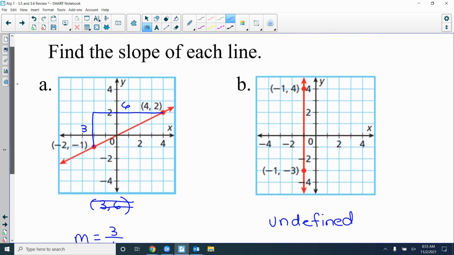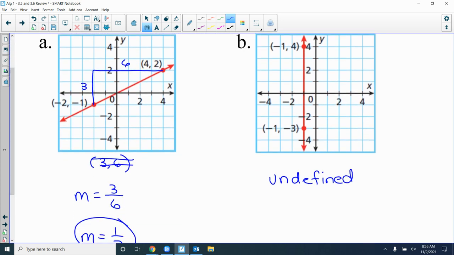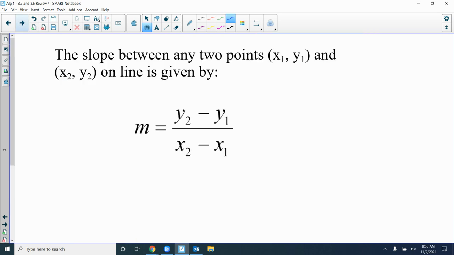Undefined. All right, so you got that case there. If they give you the graph, just count up and over. Right? Okay. All right, flip it over on the back.